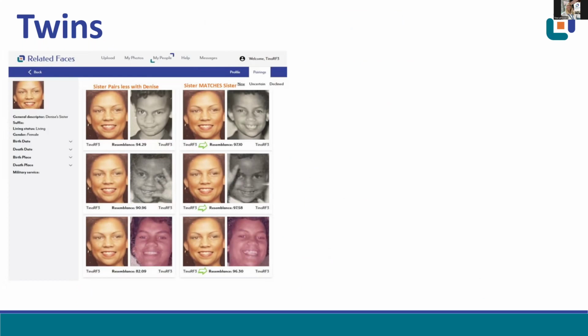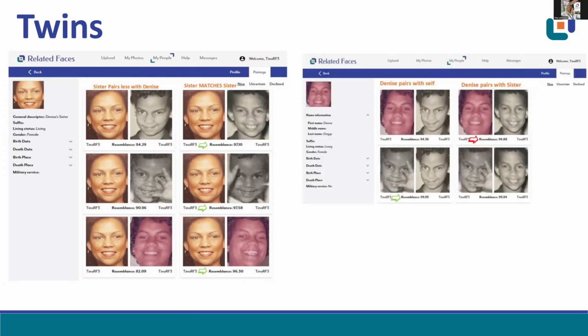Twins can be quite tricky, especially if they're identical. We've been given permission to share these photos belonging to my friend Denise, who is an identical twin. Our test ended up correctly identifying Denise's sister in every photo. Just look at the scores next to the green arrows. For Denise, we had mixed results.